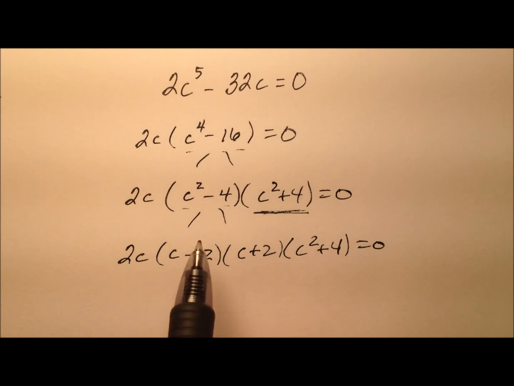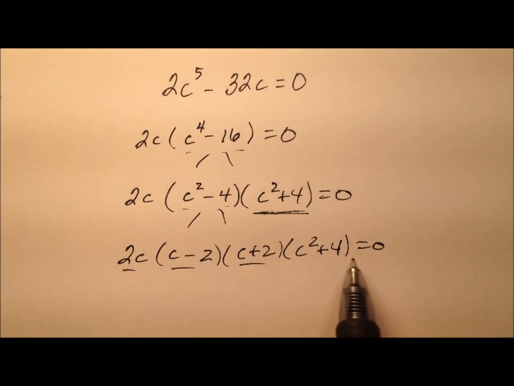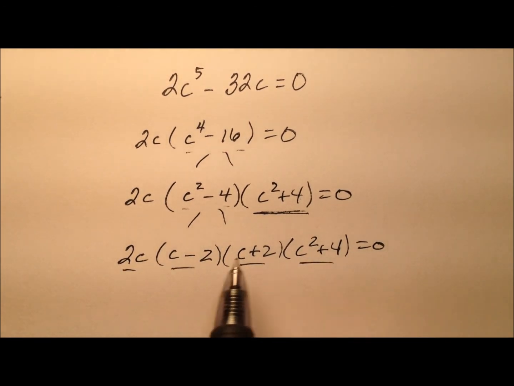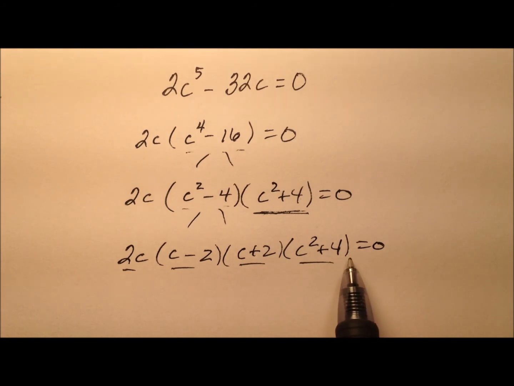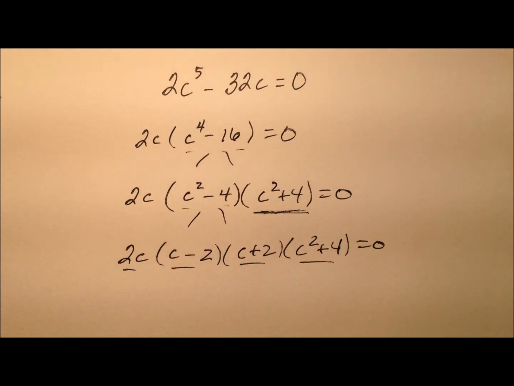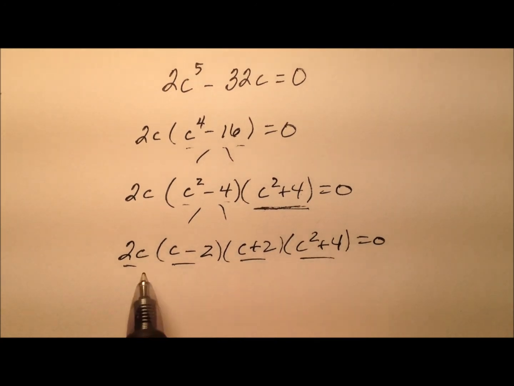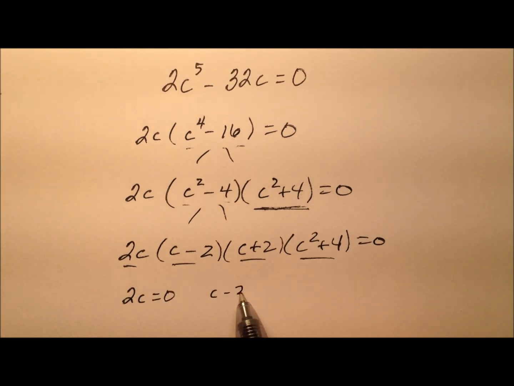All right. So we have 1, 2, 3, 4 factors. And so I know that when I multiply all 4 factors together, I get 0. So the 0 property of multiplication tells us that at least one of these has to be 0. All right, so I need to set each factor equal to 0 to kind of accommodate that.